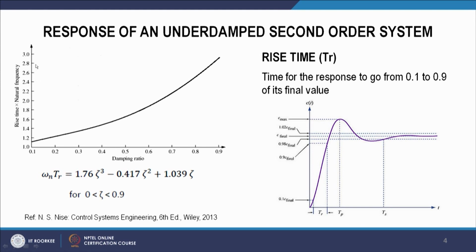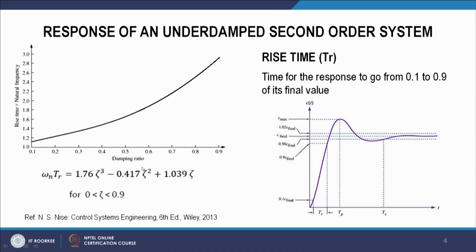So here rise time is plotted, rise time into the natural frequency, for certain data. Refer to the book of Nise, Control Systems Engineering. So here we find this relationship for the rise time: omega n Tr equal to 1.76 zeta cube minus 0.417 zeta square plus 1.039 zeta, and this is found for damping between 0.1 to 0.9. So here we have this relationship.